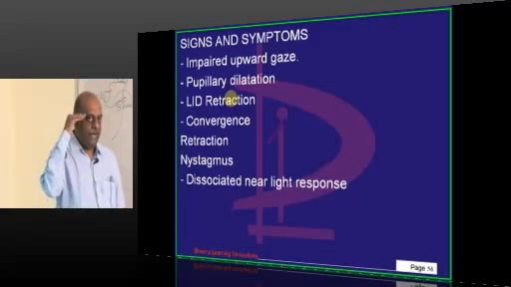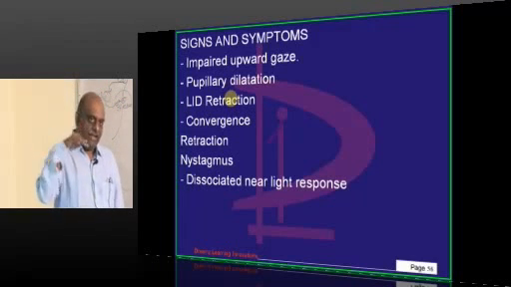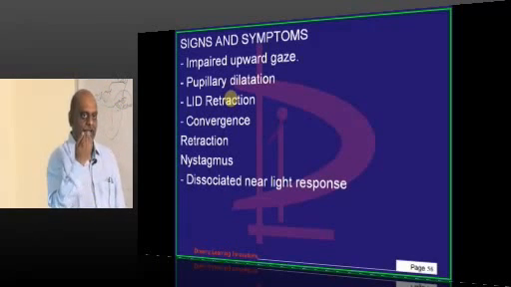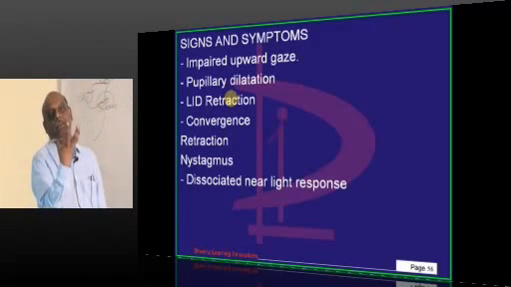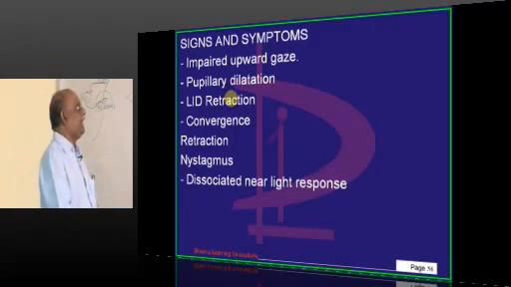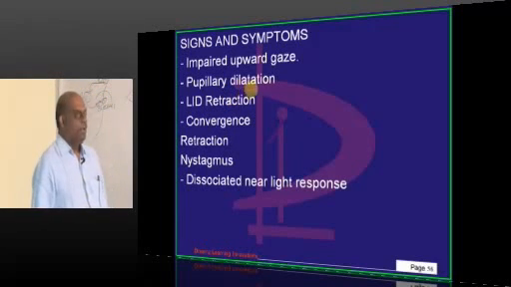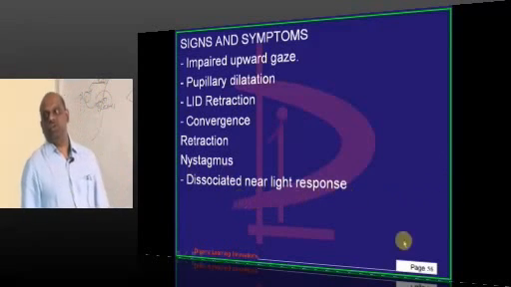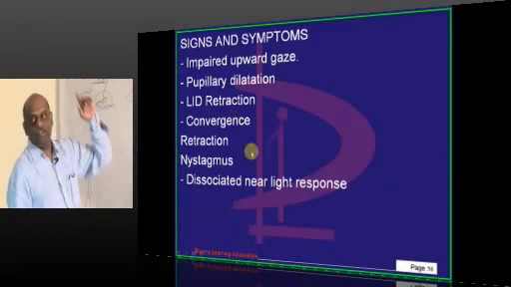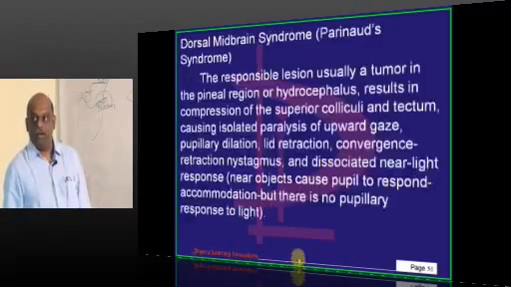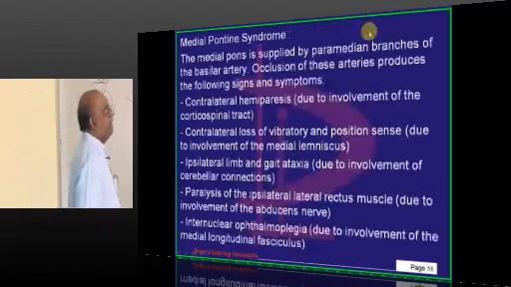Fibers from the pretectal nucleus ultimately go to the Edinger-Westphal nucleus and then to the sphincter pupillae. So if the sphincter pupillae is paralyzed, the dilator pupillae is unopposed. That leads to pupillary dilatation. Then there is lid retraction, convergence nystagmus, and dissociated near-light response. All these features are features of Parinaud syndrome, which needs to be remembered.